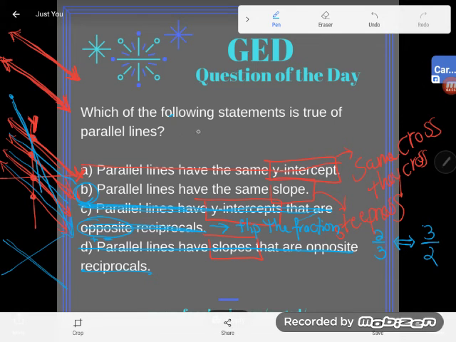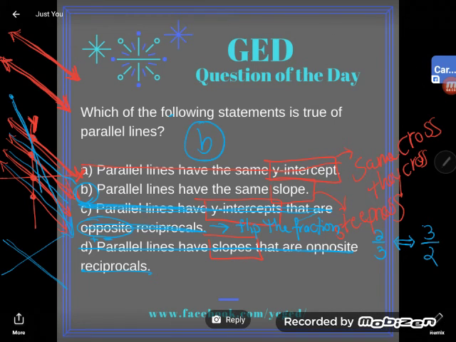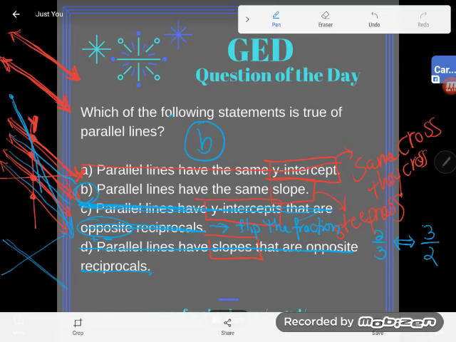And in fact, I wrote this question because I know that this is one of the statements you have to have memorized for the GED. You have to know that parallel lines have the same slope. This is part of the definition of parallel lines, and this is going to help you a lot when you go to do your graphing problems on the GED.